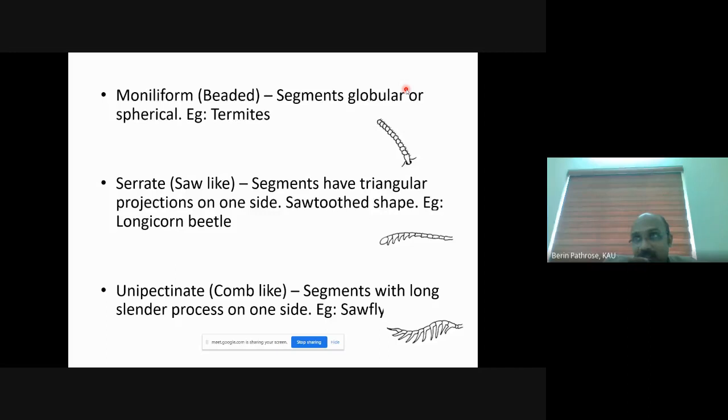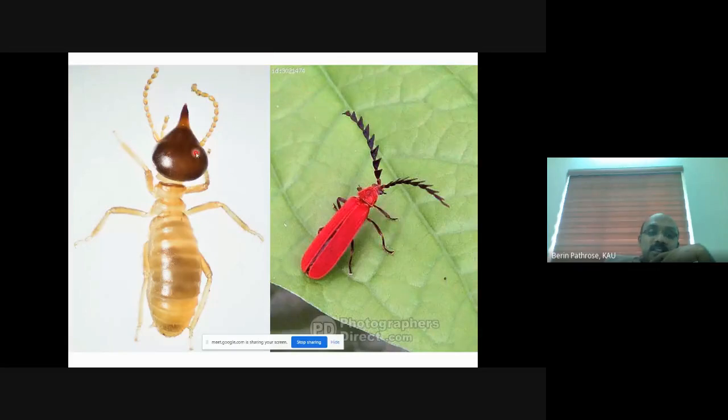So just like beads in a string, ladies wear a string of beads. So the segments will be globular or spherical, and it is usually seen in termites. I will show you the picture. See it over here. This is a termite. This is an enlarged picture of a termite, and you can see each segment. These segments are globular in nature, just like beads in a string.